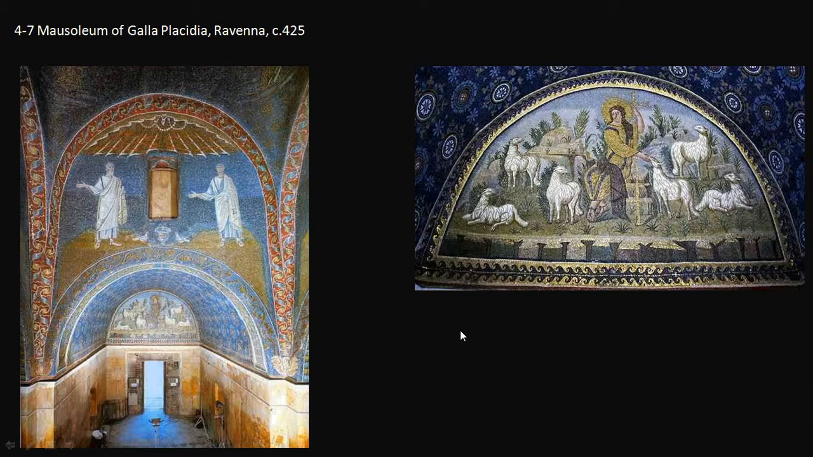Well, that's it for our brief review of different kinds of early Christian religious buildings, both the basilica used for churches as well as the central planned buildings used for mausoleums.